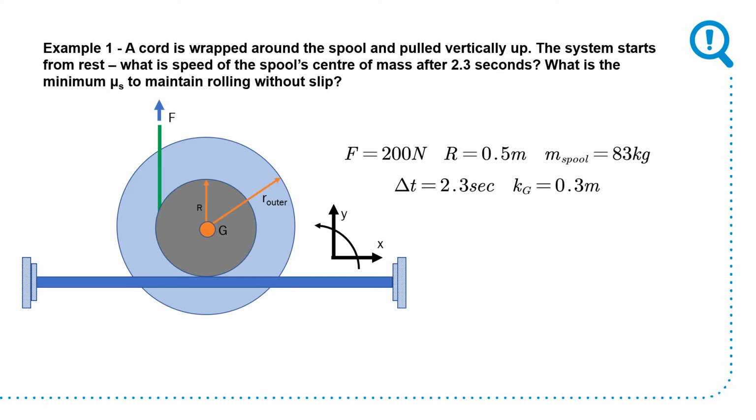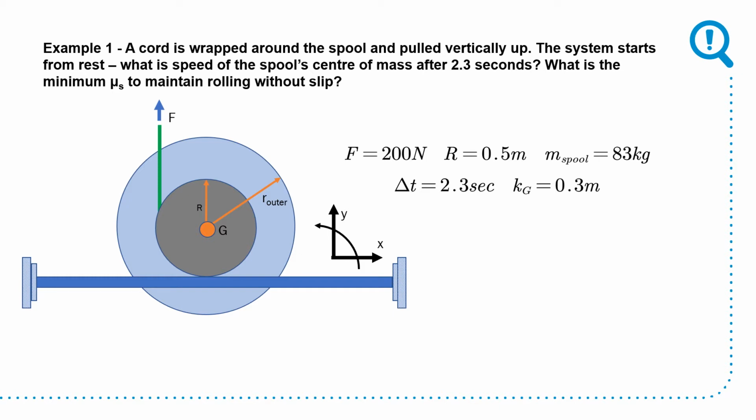So example one: a cord is wrapped around a spool and pulled vertically upwards. The system starts from rest. What is the speed of the spool's center of mass after 2.3 seconds? What is the minimum static coefficient of friction to maintain rolling without slip?